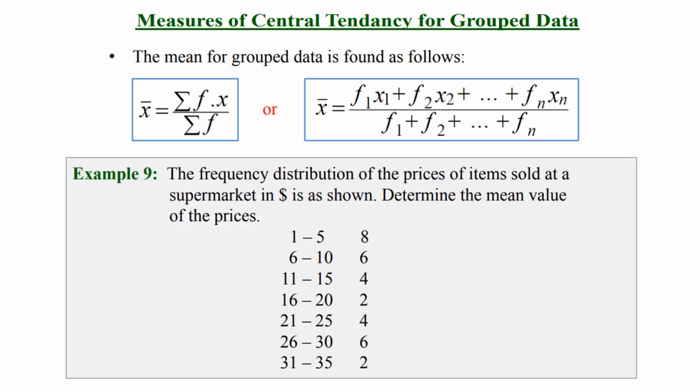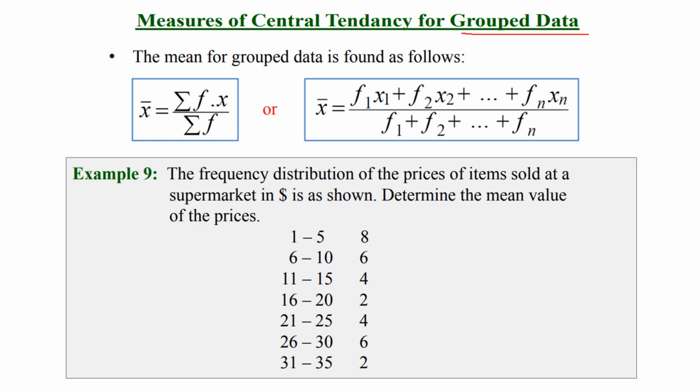Next, we talk about measures of central tendency for grouped data. Grouped data means we have class and frequency. The rule depends on frequency. Mean is denoted as x bar, same as for ungrouped data: sigma f multiplied by x, divided by sigma f. So it is the sum of all f times x divided by the sum of all f. Here f is the frequency and x is the class midpoint.